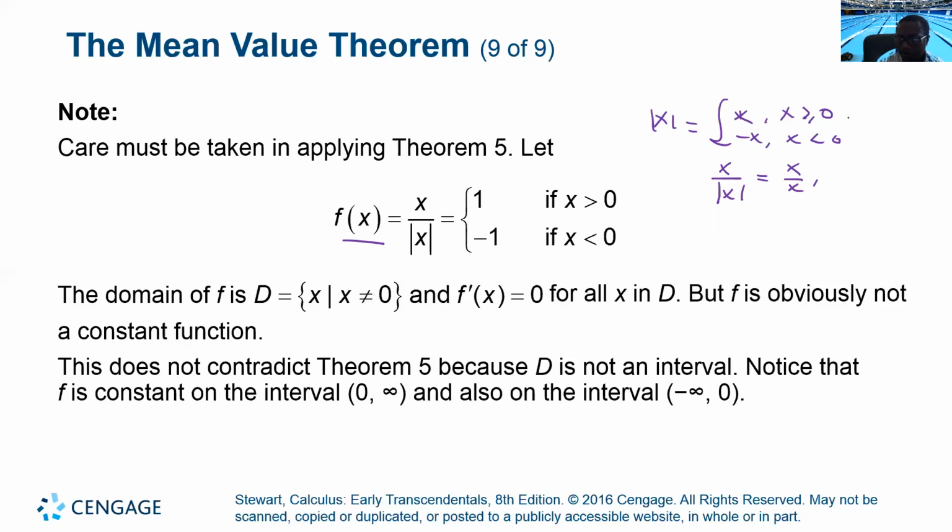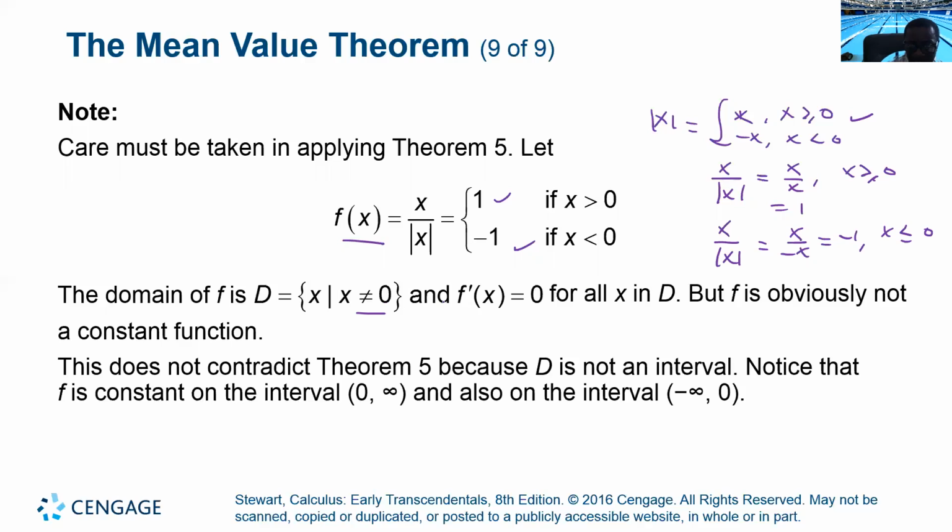if x is greater than or equal to 0, and that will give me 1. And then the second part is that x over the absolute value of x is equal to x over negative x, which will be negative 1 if x is negative, less than 0. So that's why we have this piecewise function. Now, what's the domain of this? The domain is everything except x not equal to 0.